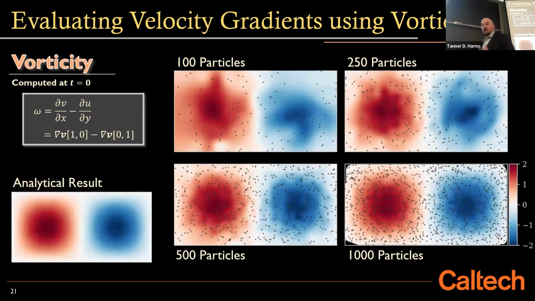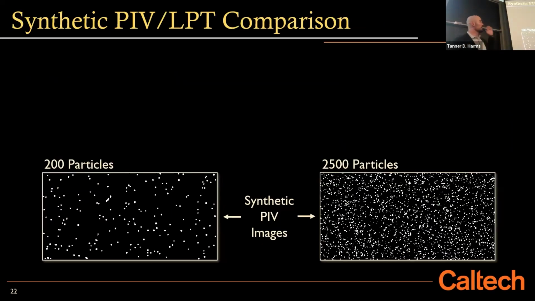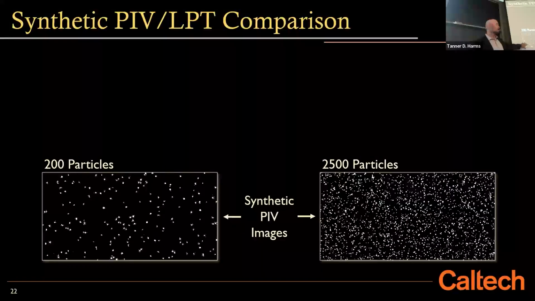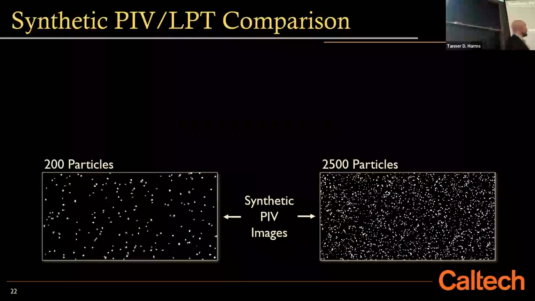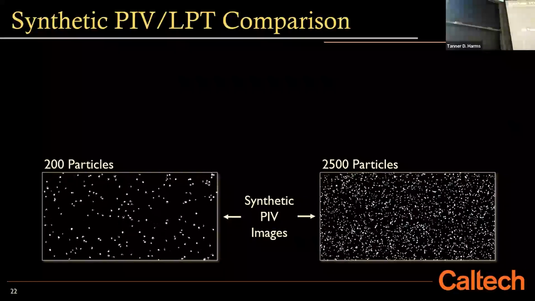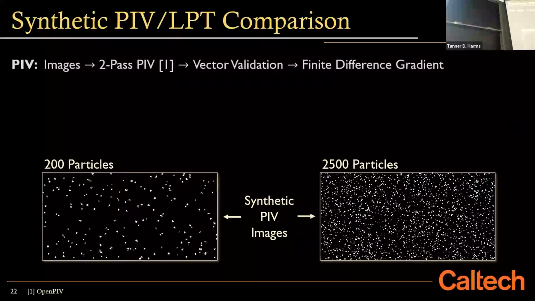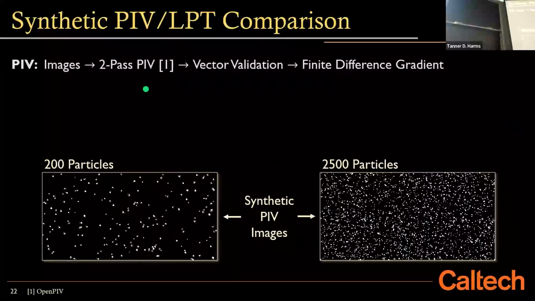Now we want to extend this a little bit further, so we're going to compare it to PIV and Lagrangian particle tracking pipelines using synthetic images that we've generated from simulated particles in the double gyre flow. I'll play these videos, and this is what we're looking at here. On the left, we have 200 particles in the domain, and on the right, we've got 2,500 particles in the domain. The way that we're going to perform these analyses, first of all, we're going to use PIV. This is using OpenPIV.